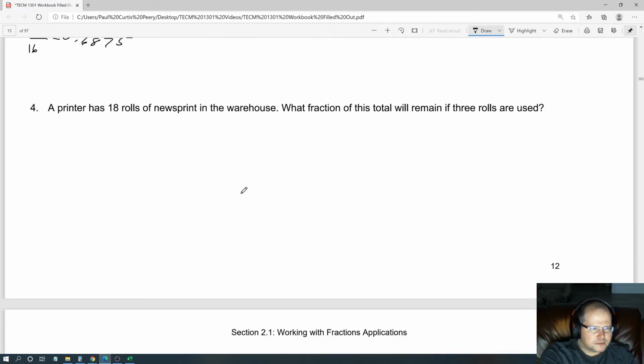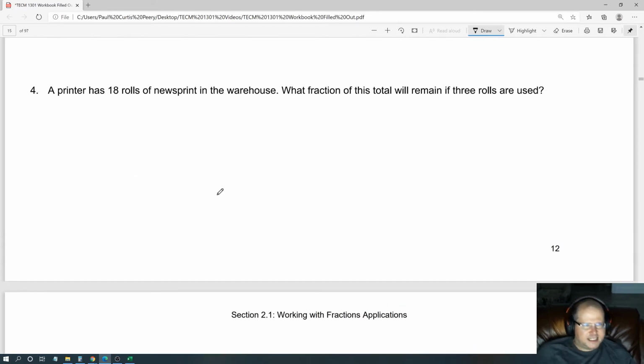Okay, let's try the next one. A printer has 18 rolls of newsprint in the warehouse. What fraction of this total will remain if 3 rolls are used? Okay, so we want to find what fraction of this total will remain. Well, first let's figure out how many in absolute terms will remain, right? So we had 18, we used 3, or took 3 out of the warehouse, right? So that leaves us 15, okay? So that's in absolute terms how many remain. But they don't want to know that. They want to know what fraction of this total will remain.